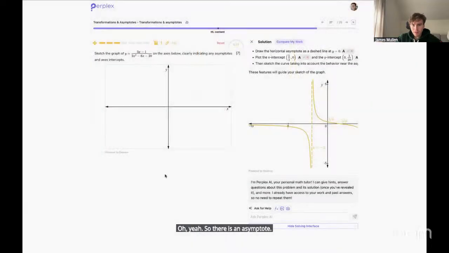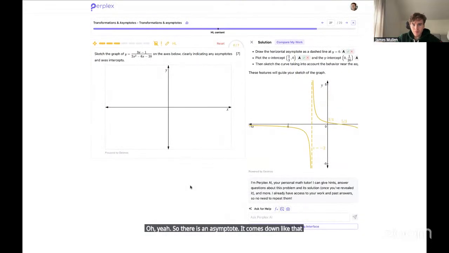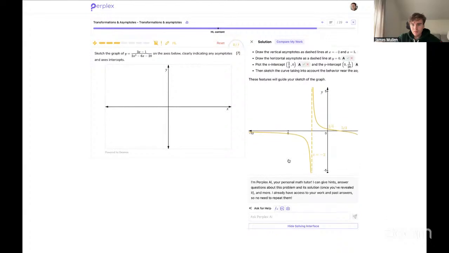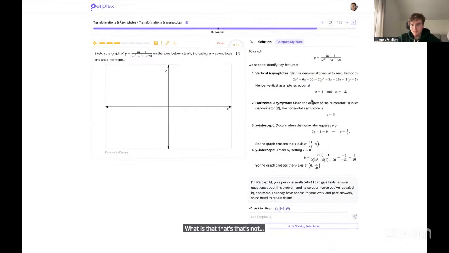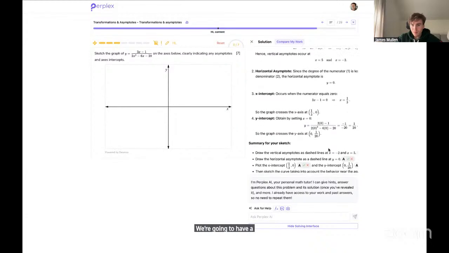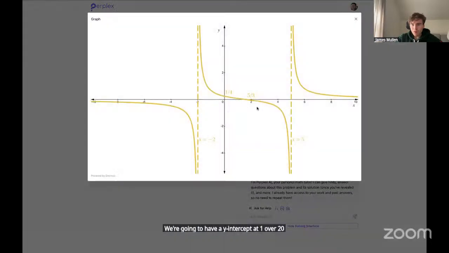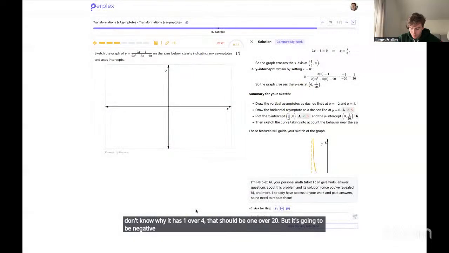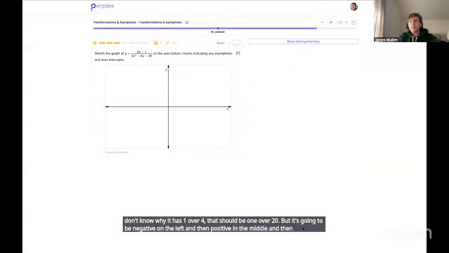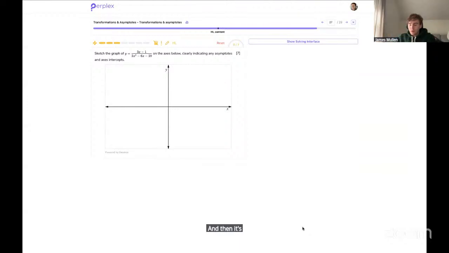It comes down like that. What is that? That's not. So we're gonna have an x-intercept at 1 over 3. Yes. We're gonna have a y-intercept at 1 over 20. And this is the wrong graph. I don't know why it has 1 over 4. That should be 1 over 20. But it's gonna be negative on the left and then positive in the middle, and then it's gonna be negative again on the right. So let me try explaining that one more time because I clearly messed it up.